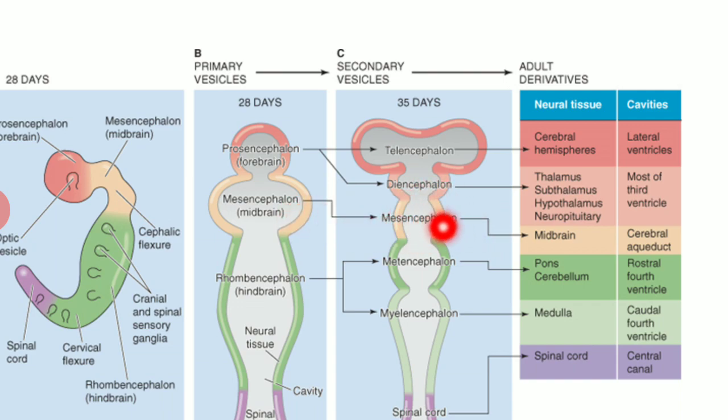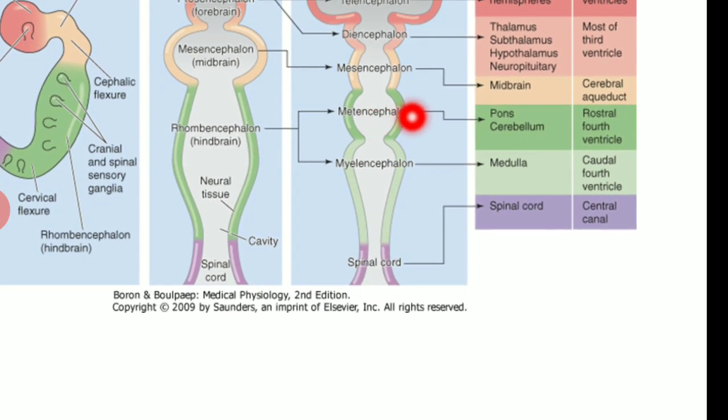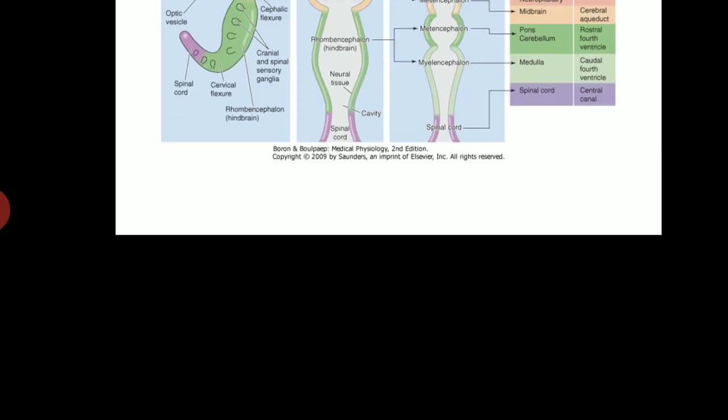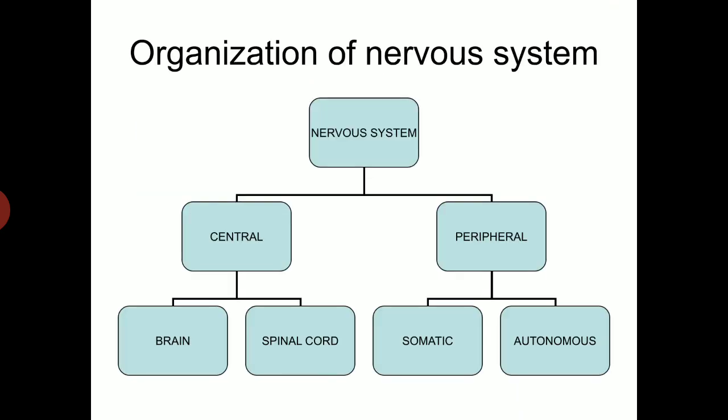From mesencephalon there is a formation of midbrain. From metencephalon there is a formation of pons and cerebellum. From myelencephalon there is a formation of medulla, and last, formation of spinal cord. So this is primary and secondary vesicles.